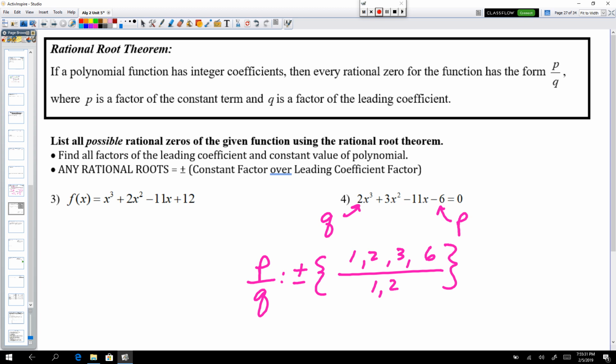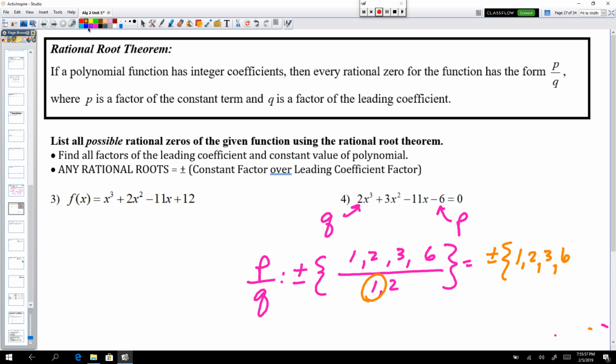So now what are all the combinations? All the combinations include, let's start with all the top numbers over top of 1. So let's start with 1 over 1. I'm going to do plus minus. There we go. So 1 over 1, 2 over 1, 3 over 1, 6 over 1.